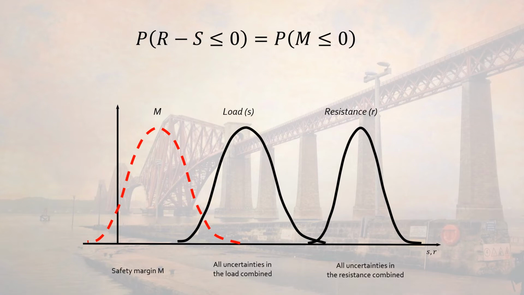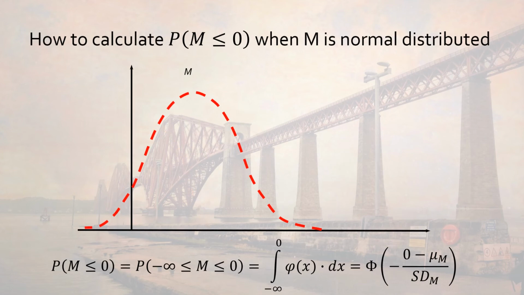The probability that R minus S is less than 0 can then be written as the probability of the safety margin being less than 0. So the problem is simplified to calculating the probability of the value of a normal distribution being less than 0. As always, we can do that by integrating the normal density function from minus infinity to 0, which is by definition the cumulative normal density function at 0 for a given mean value and standard deviation.